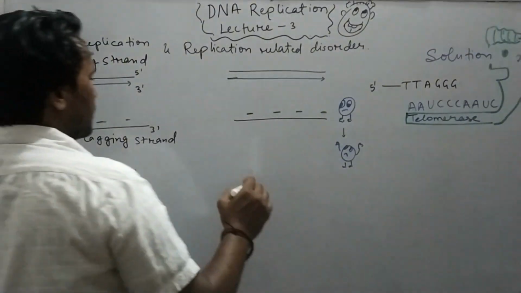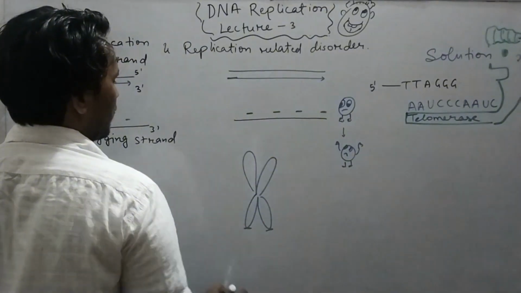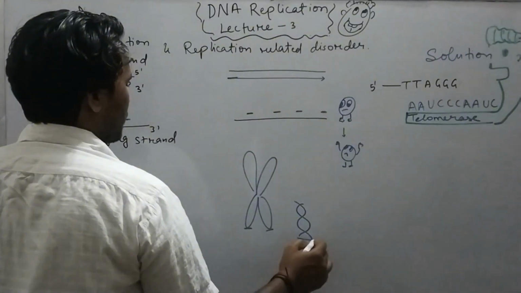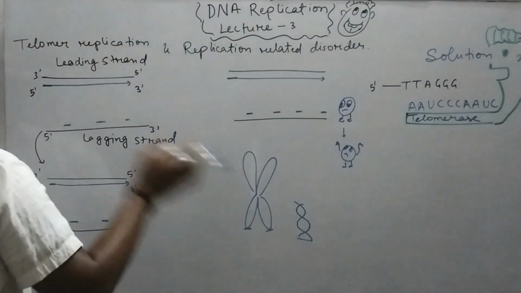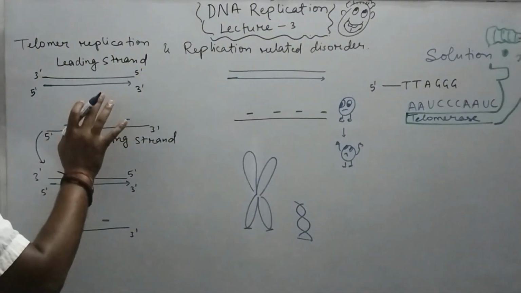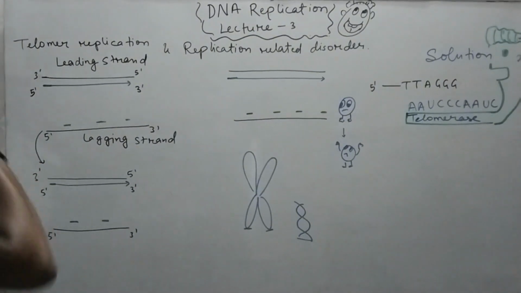So we have a chromosome like this, and the end of it is called a telomere, where the DNA strand is going to end. Suppose this is the end. The telomere end of the DNA doesn't have any problem in the leading strand. So where does the problem arise? If you see the lagging strand.